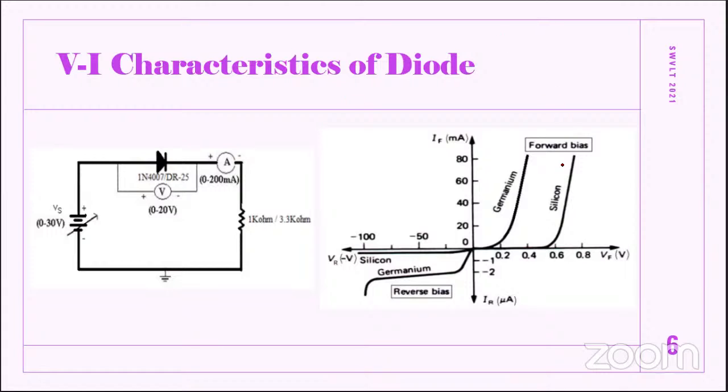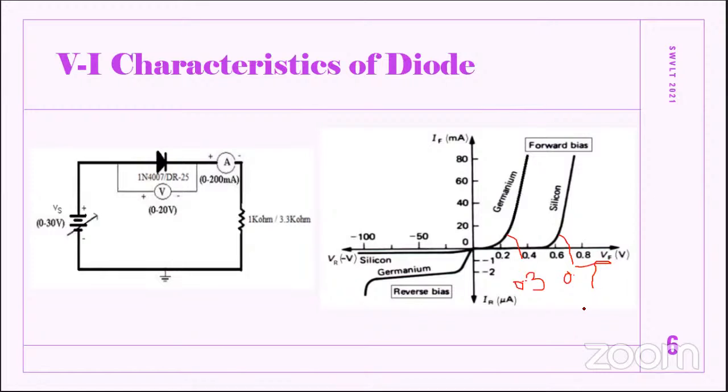Now on the right side, we can see the VI characteristics of a silicon diode. We know that for a silicon diode the cut-in voltage is around 0.7 volt, and for germanium it is around 0.3 volt. As I am writing with the mouse, it may not be proper. So that is the forward bias configuration. I am not going to discuss the reverse bias.